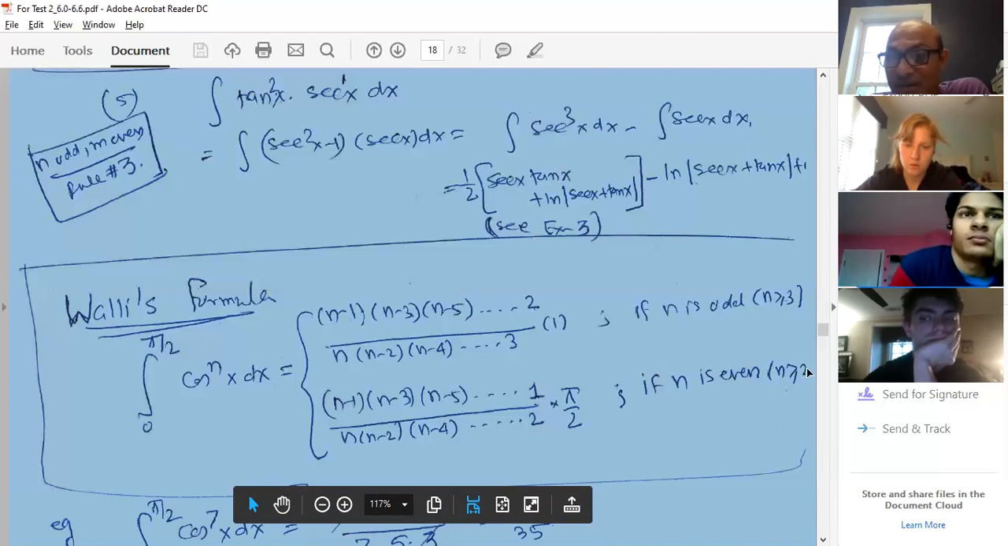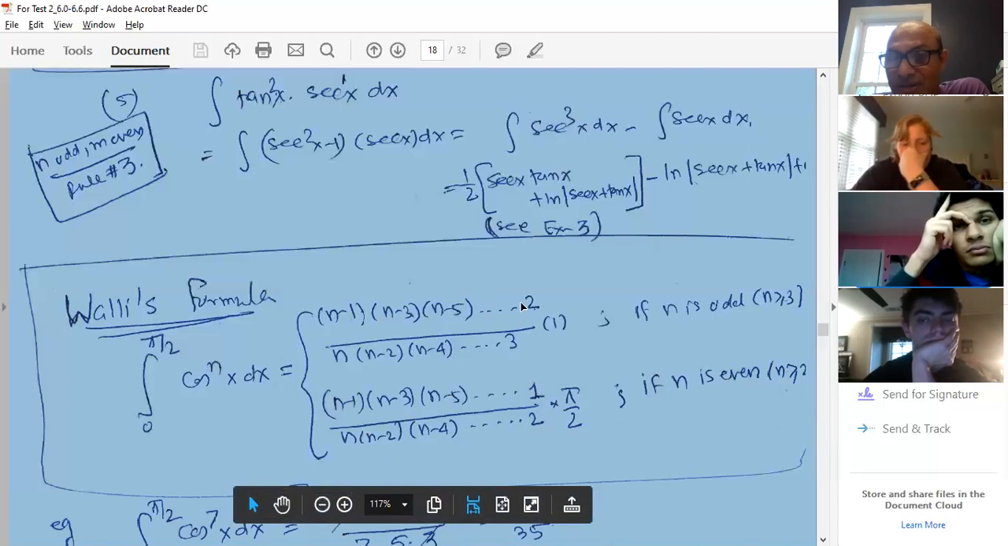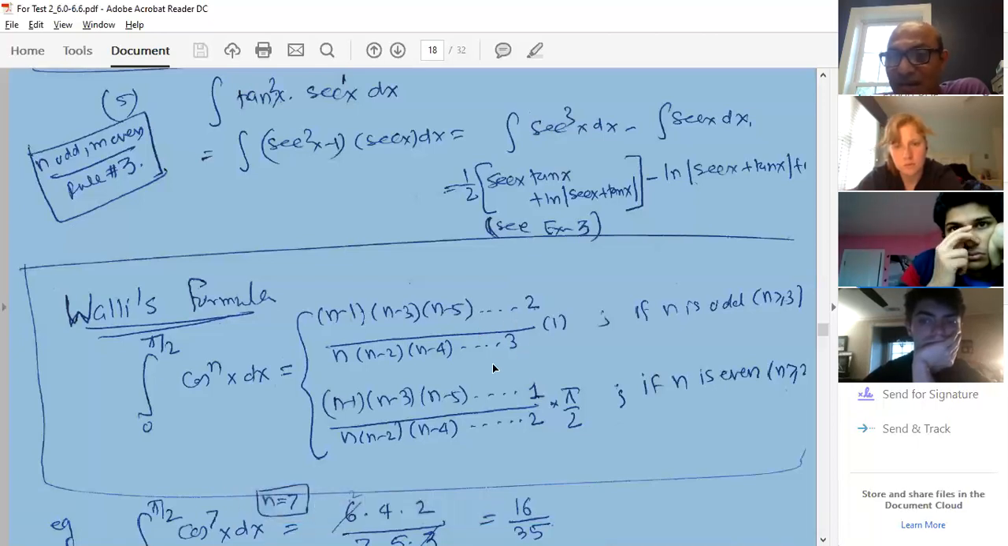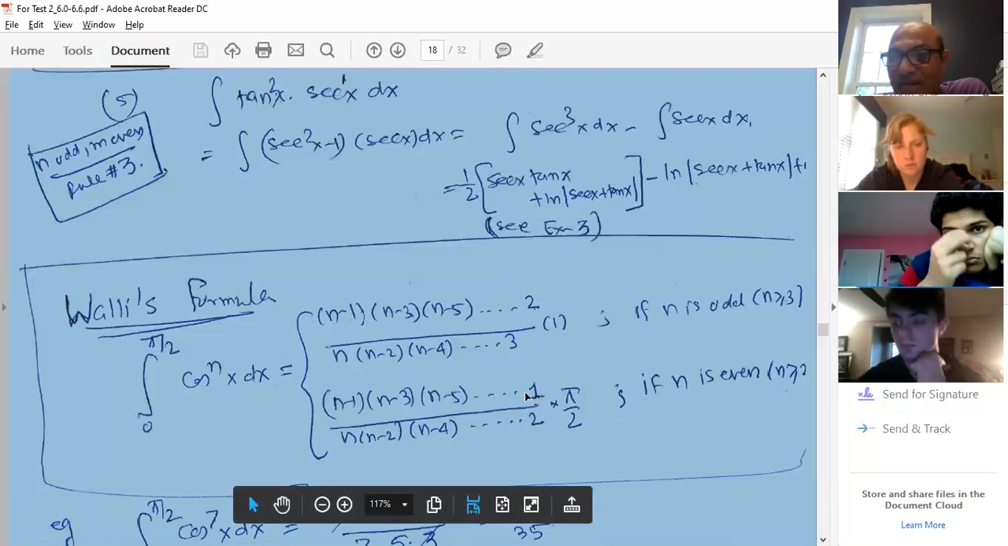Whenever the number is even, you have to multiply lastly by pi by 2. Even number means again you are going to use the same formula: n minus 1, n minus 3, n minus 5. But for even number, you are going to get 1 in the denominator; for odd, it was 2 there. In the denominator, you get 2 here; for odd, 3 here. So finally, for odd number, we are multiplying by 2 by 3. Here we are multiplying by 1 by 2 and then pi by 2.